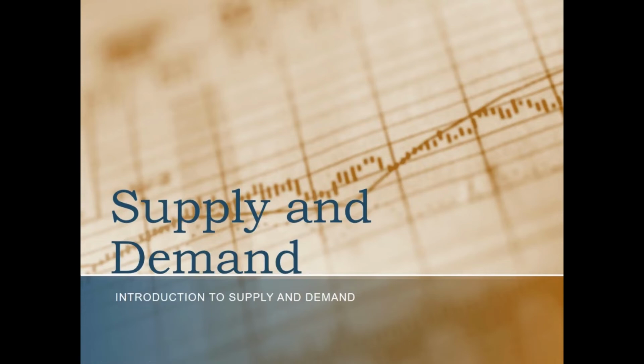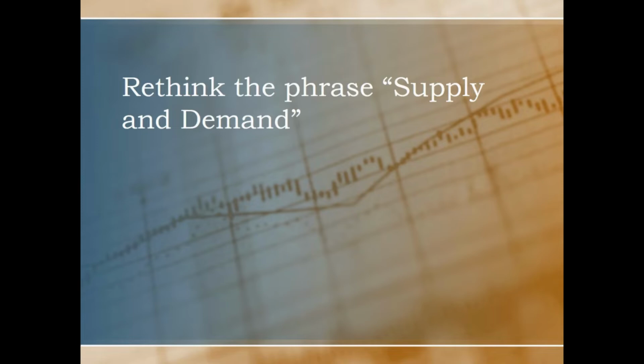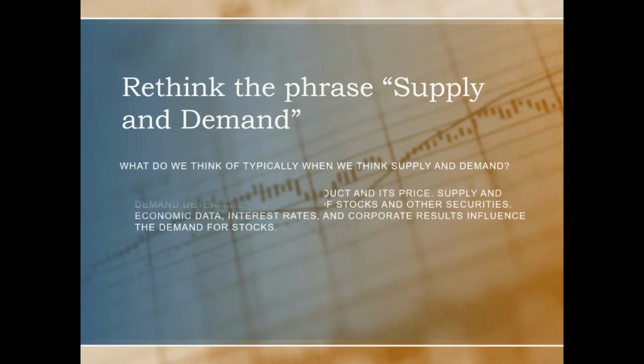I'm here to teach you a little bit about supply and demand. So we have to rethink the phrase supply and demand when it comes to stocks, right? When it comes to stocks, supply and demand is the ability and desire of a product and its price. Supply and demand determines the pricing of stocks and other securities. What influences this? Sometimes economic data, sometimes interest rates, corporate results. They all have an influence on the demand for stocks.